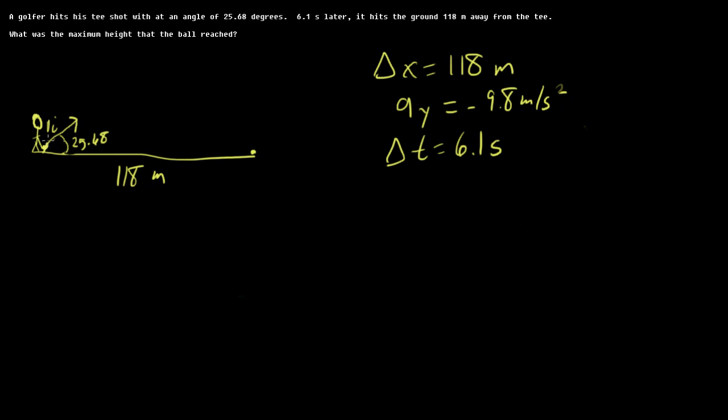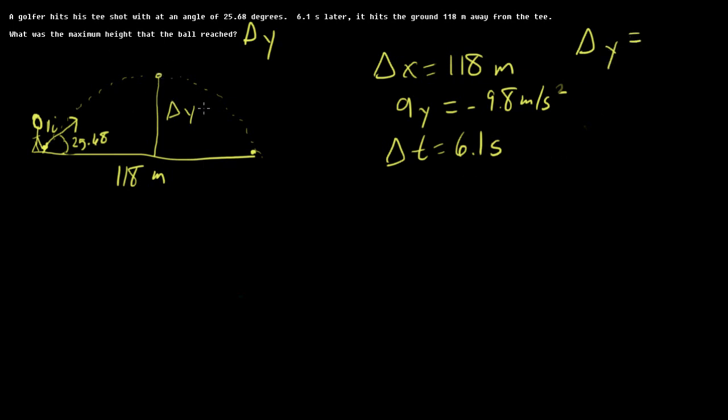So let's think first about what's going to happen here. If we do this, the ball's going to do this, and it's going to come back down to right there. So we want this distance. This is the delta y that we want. So our actual answer that we want is delta y.